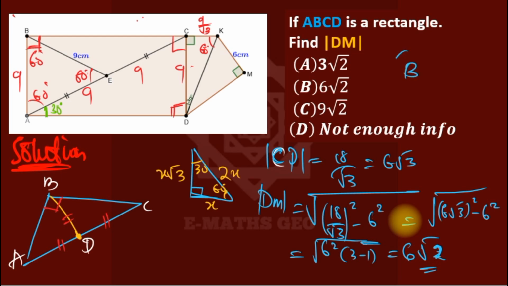So that should be option B. We used the knowledge of the median of a hypotenuse and the 30, 60, 90 triangle to solve the equation fast. So thank you.